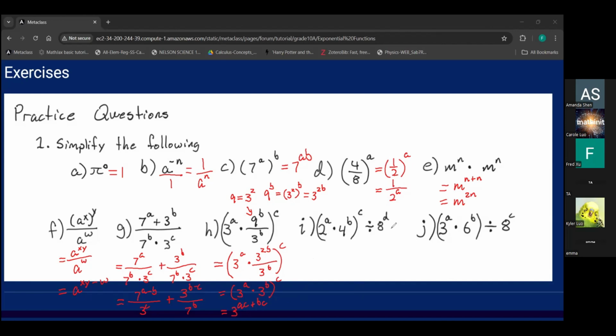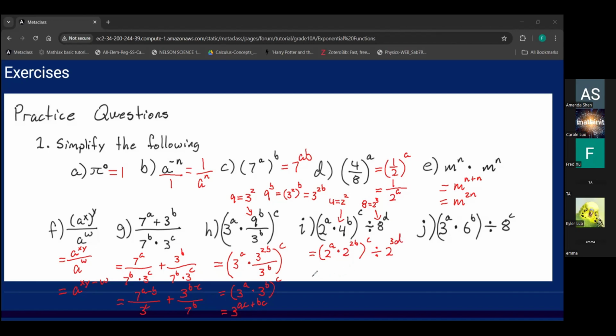And then over here, what's 4? 4 is equal to 2 to the power of 2, and 8 is equal to 2 to the power of 3. That's what you needed to realize in order to do this question. So this is 2 to the power of a times 2 squared, all to the power of b. So this is 2 to the power of 2 times b. All this to the power of c, and then divided by 2 to the power of 3 times d.